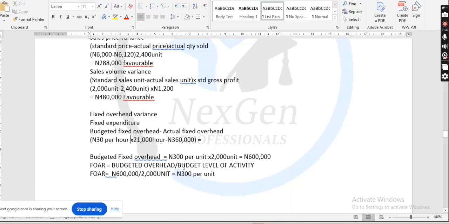budgeted fixed overhead. Some student will now come and put it here: 600,000. I've gotten my 600. Okay, you have 600, right? 600 minus 360. What do you have? That's 240.